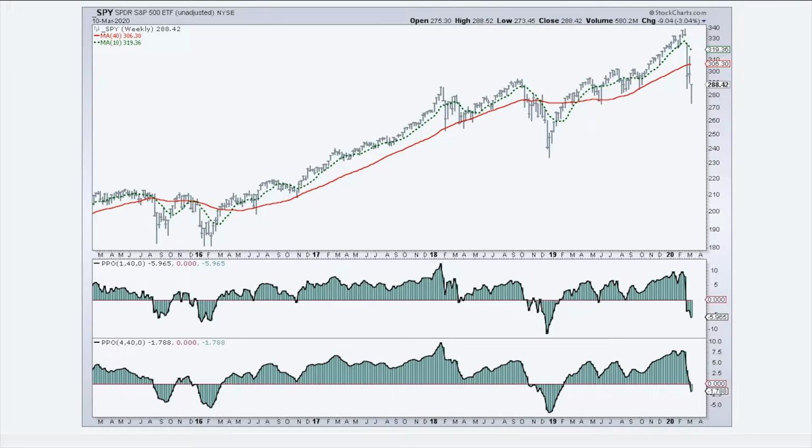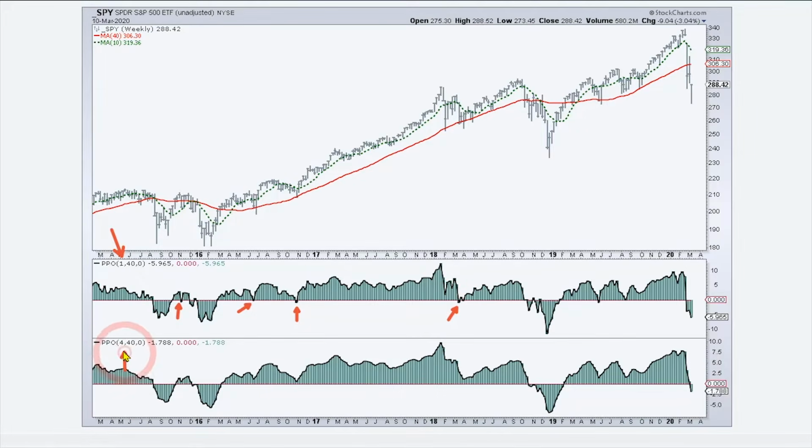But there are some things we can do to smooth things out. I've got the PPO here, and this PPO shows the difference between the close and the 40-week EMA. And you can see you're going to get a lot of crosses there. And you're going to get some fake crosses that don't happen elsewhere. You can see these whipsaws here.